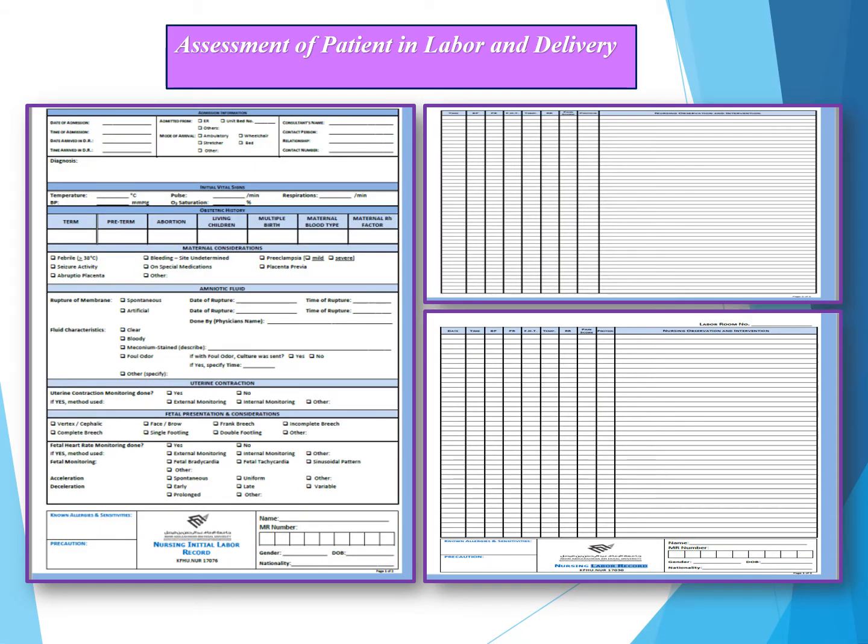Delivery room. The delivery room nurse shall initiate the nursing initial labor record, KFHU NUR 17076, upon receiving a patient on labor from other units. The continuation of documentation shall be noted on the nursing labor record, KFHU NUR 17030, once the nursing observation and intervention in the nursing initial labor record was completely utilized. Note: nursing progress notes shall be initiated using SOAP format.